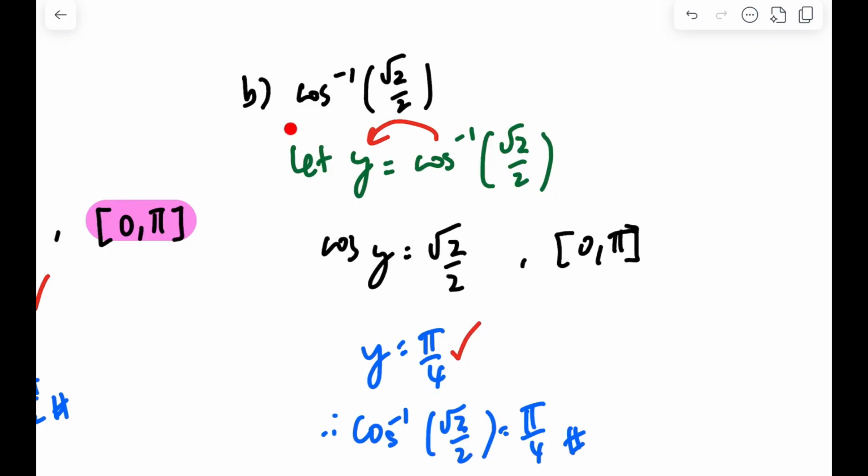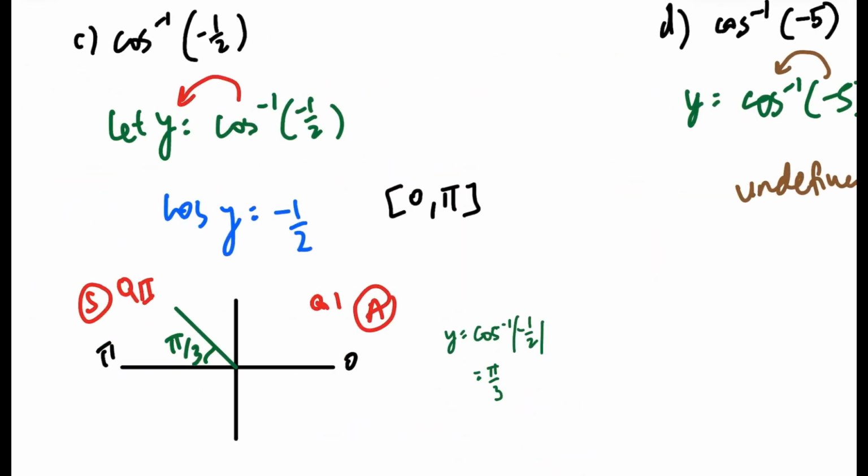For question B, inverse cos of root 2 over 2. Straight away, let y equal inverse cos of root 2 over 2, and let's change to the opposite side. Cos y is equal to root 2 over 2. Take care of the domain; it must be from 0 until pi. Now we need to check the angle: what angle has a cos of root 2 over 2? The angle is pi over 4, and pi over 4 is within the domain here. So we can take the answer as y equals pi over 4. Therefore, that is your final answer.